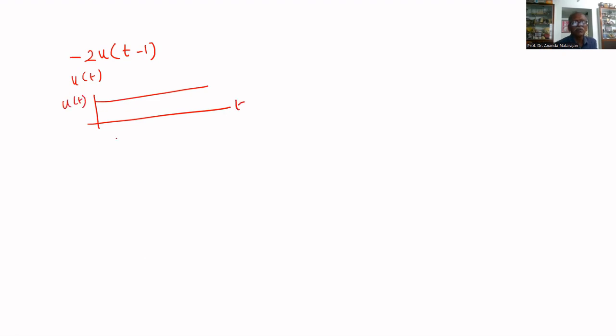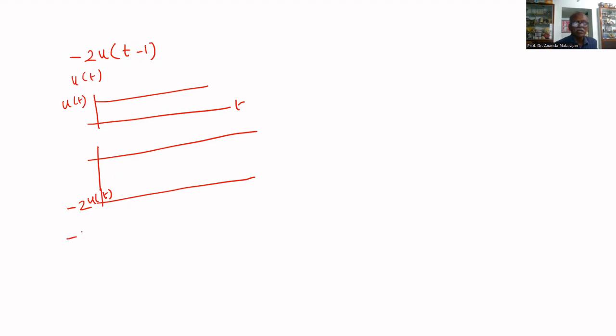Now let us see one more. Sketch the following signal: minus 2u of t minus 1. U of t we know, a step function. This is u of t. What is minus 2u of t? Its magnitude is minus 2. This is minus 2u of t.